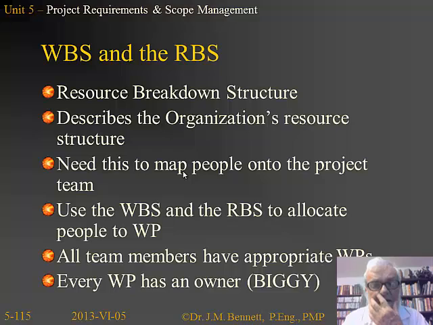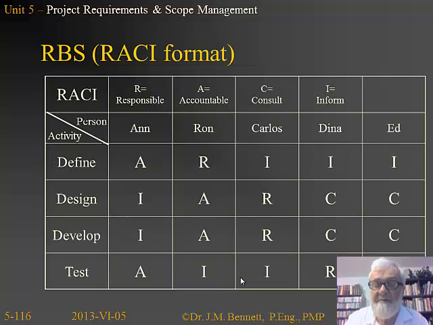All team members have appropriate work packages, and each work package has an owner, and this is huge. When we talk about an owner, what we mean is that somebody is responsible for the execution of that work package. Could be the project manager. More likely, it's a team member with expertise in that area. Now, one of the ways we can build our resource breakdown structure is to use what the PMBOK calls the RACI format. RACI stands for R, responsible, A, accountable, C, consultative, and I, informative.